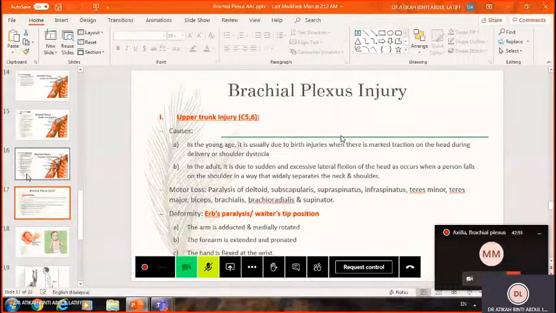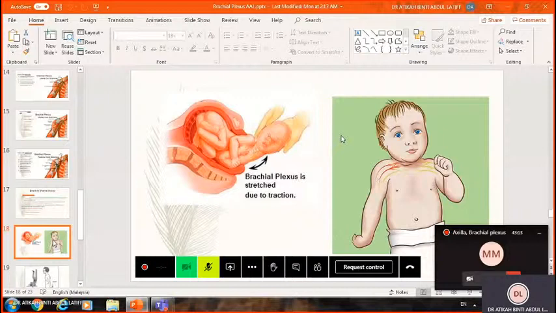Okay, so brachial plexus injury is normally grouped into 2 main injuries, whether it's upper trunk or lower trunk. In upper trunk injury, C5 and C6 are involved, because C5 and C6 join to form the upper trunk or superior trunk. This is normally seen in birth injuries, when there is traction or pulling of the head during delivery and the shoulder is stuck. The doctor will pull the head, but the shoulder is stuck, so this can injure the upper trunk of the brachial plexus.